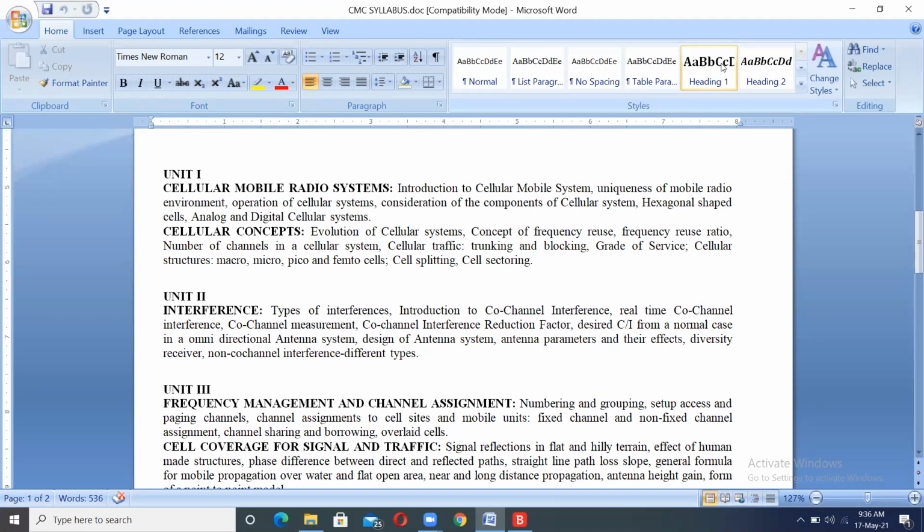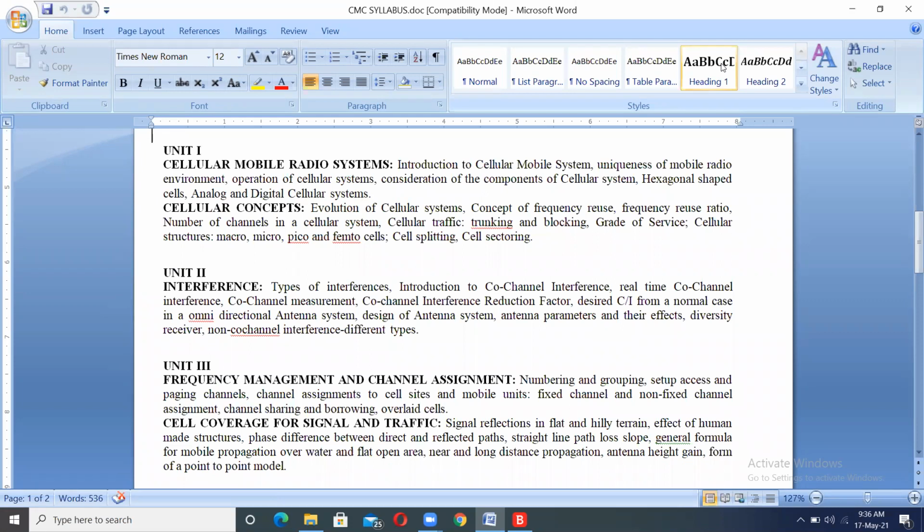All these parameters have to be discussed in this unit. And about antennas, we already learned the basic concepts in AWP, right? But if you observe the syllabus framing in CMC, in the starting unit, that is the first unit, we have the cellular mobile radio system. That means the first unit deals with the basic concepts in cellular mobile communication, and also the cellular mobile radio systems.